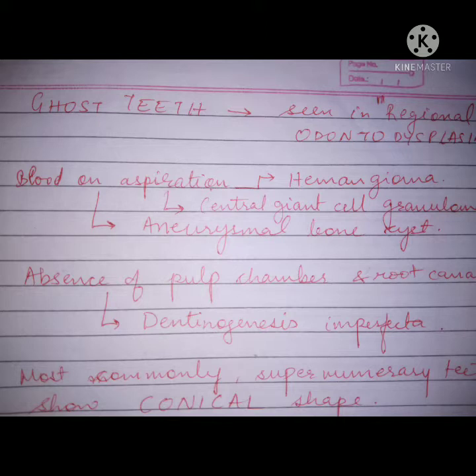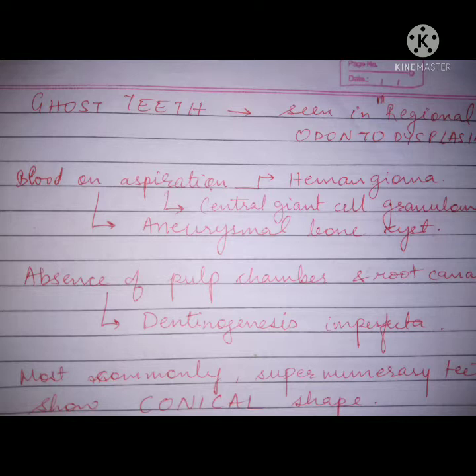In which conditions will you find blood on aspiration? It is found generally in hemangioma, right, because it contains blood. Then the second one is central giant cell granuloma. Okay. And the third one is aneurysmal bone cyst. In these three conditions you will find blood on aspiration: hemangioma, central giant cell granuloma, and aneurysmal bone cyst.